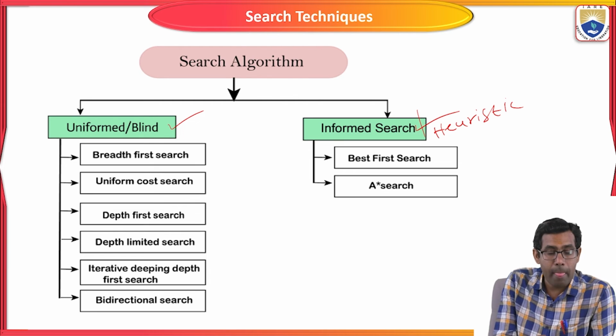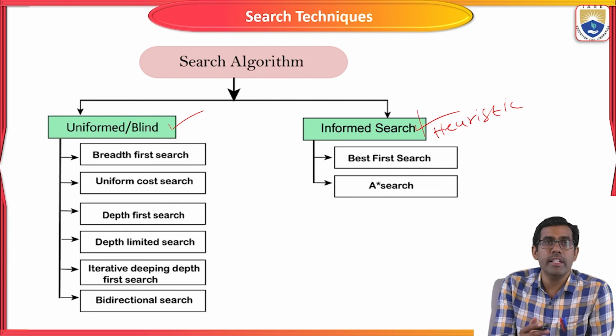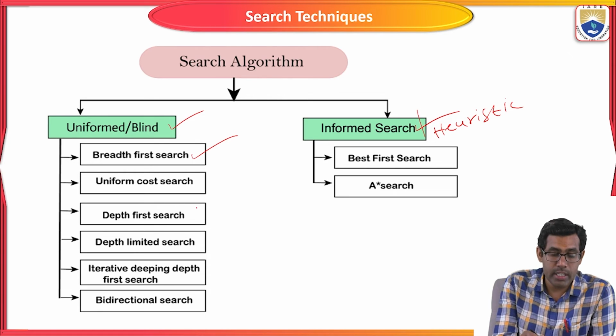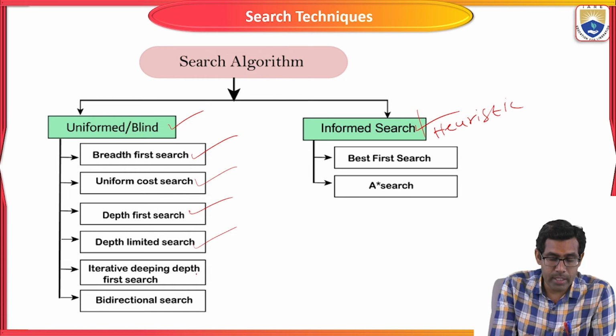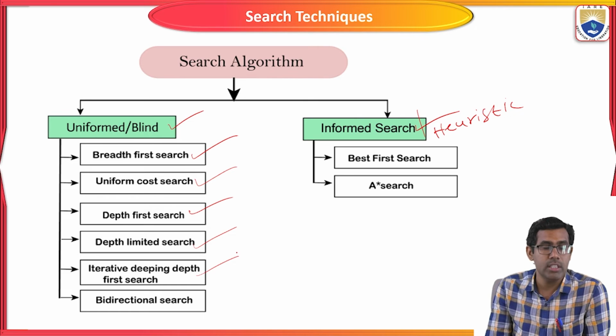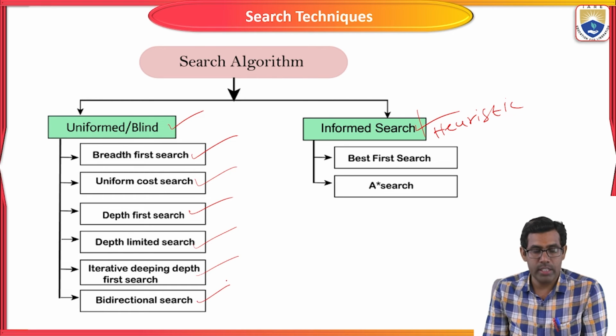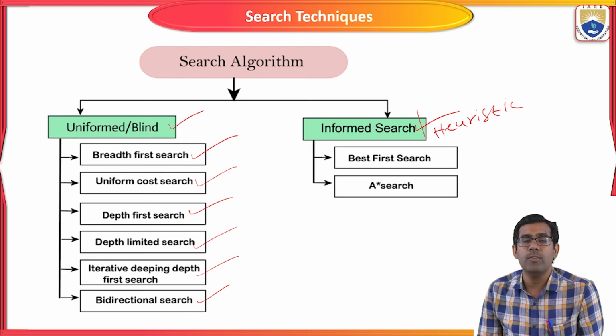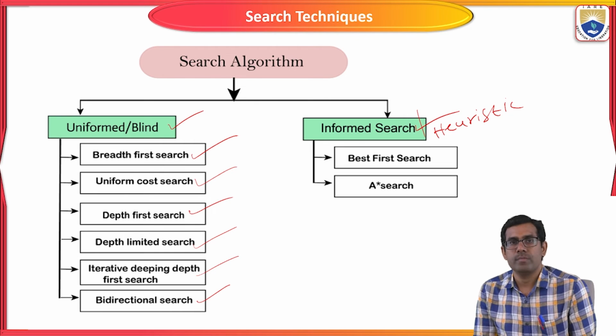In the uninformed search, we have various types: breadth first search, BFS, DFS, uniform cost search, depth limit search, iterative deepening depth first search, and bidirectional search. Various search algorithms are available under the uninformed or blind search.